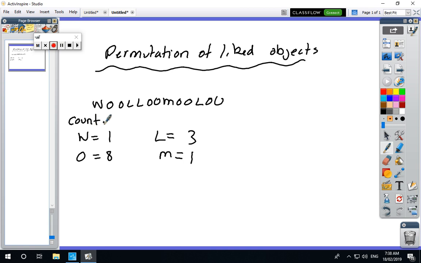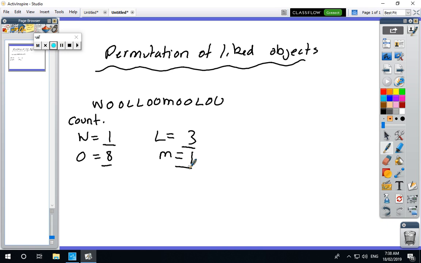Let's count how many W's there are, and we find there's 1 W, 3 L's, 8 O's and 1 M. If you want to double check, you can pause the video. So we need to rearrange these letters. We find that we often have words that are the same, because switching like letters does not produce a new permutation.